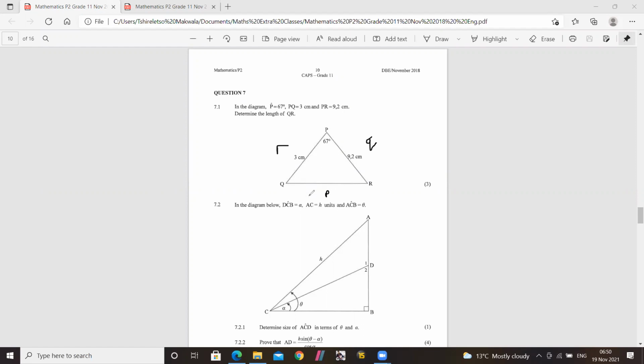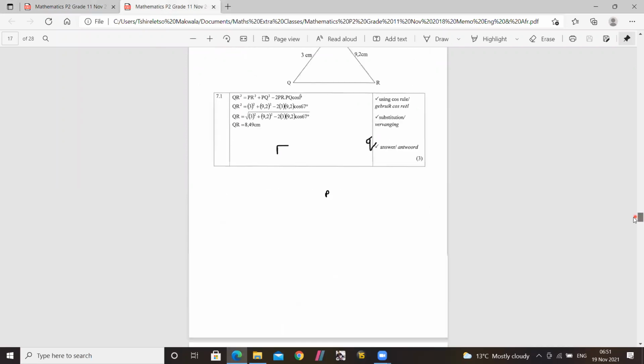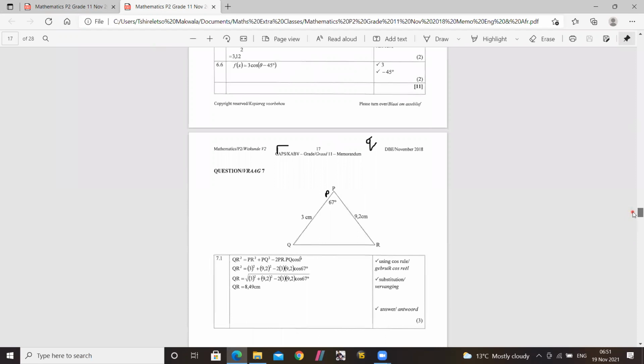That's what I mean. If you had a corresponding side and angle, maybe let's say you had 3 centimeters here, and they also gave us an angle here, then you could use the sine rule because you have a corresponding side and angle. But here you don't have a corresponding side and angle, so because of that, you go straight to the cos rule. So you can just put it in the cos rule. Yeah, this is the cos rule, as you can see here.